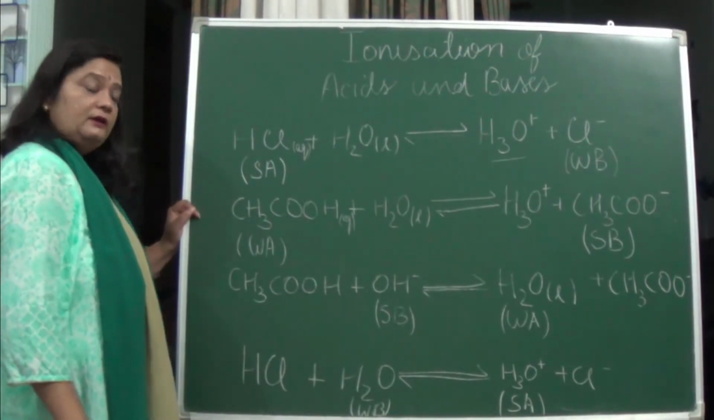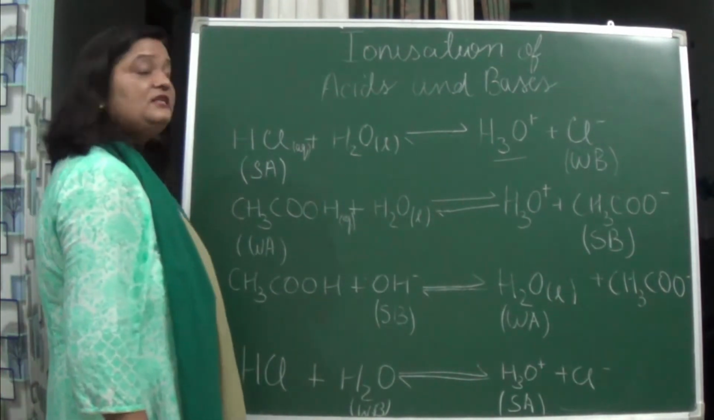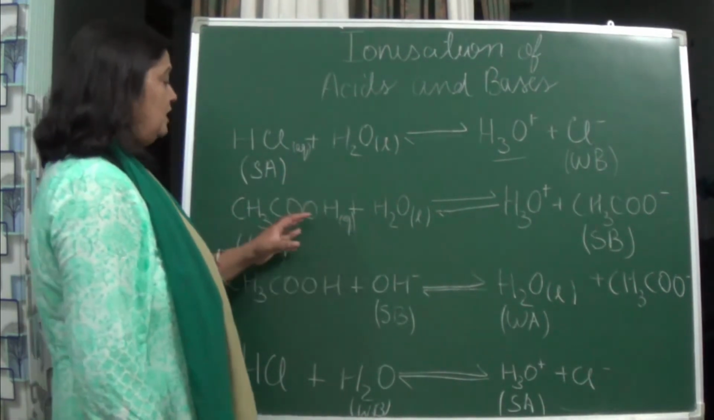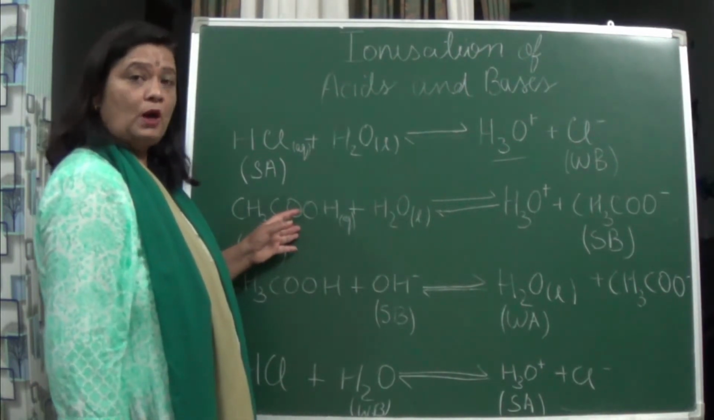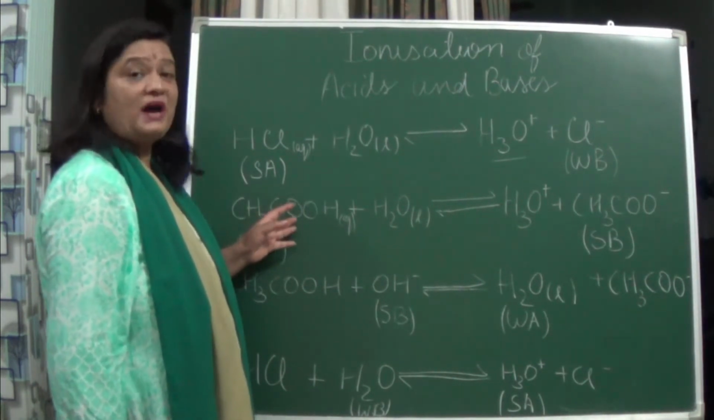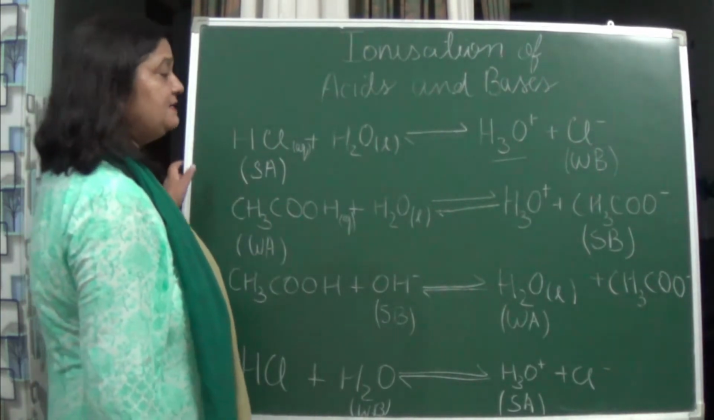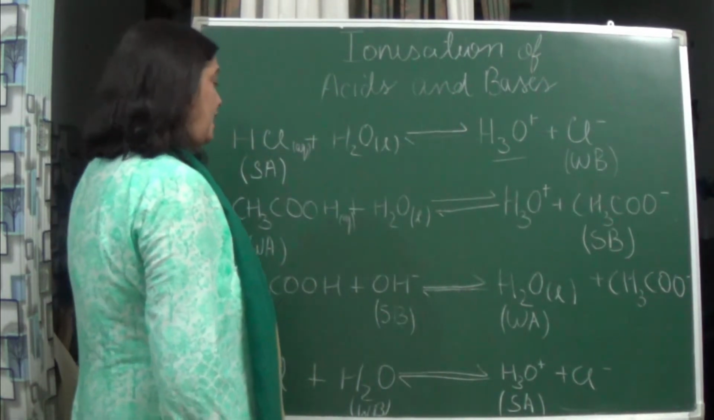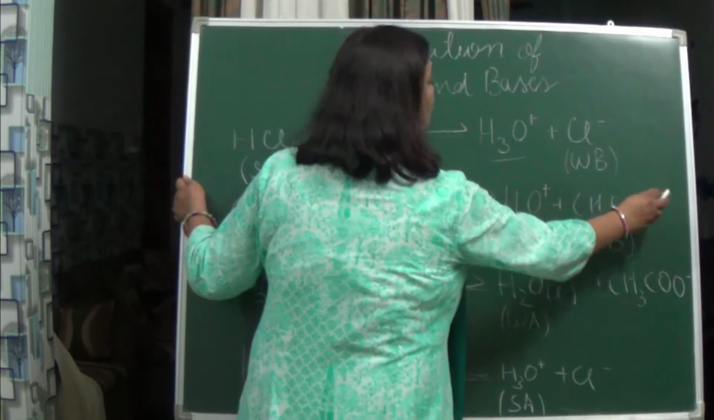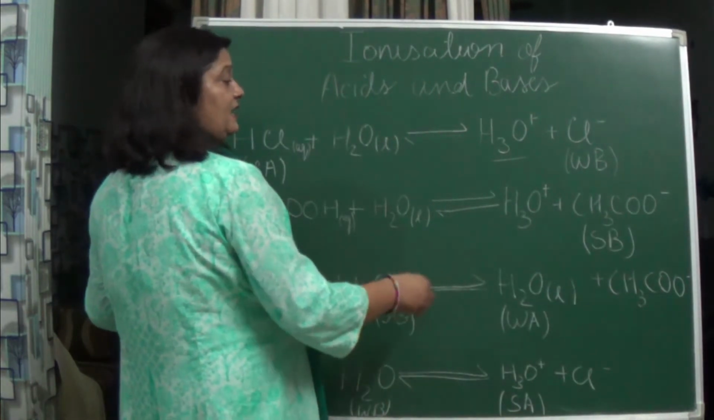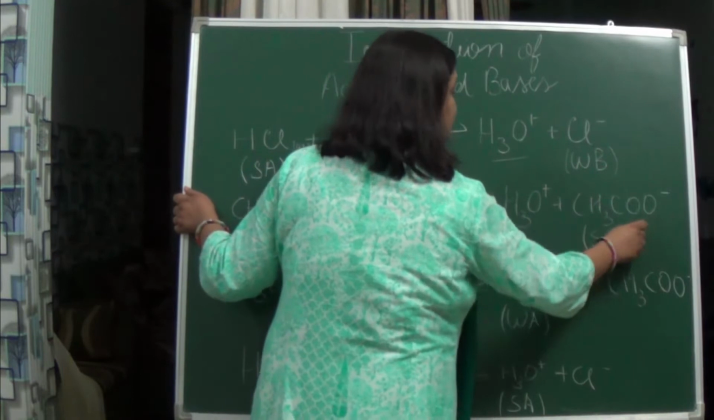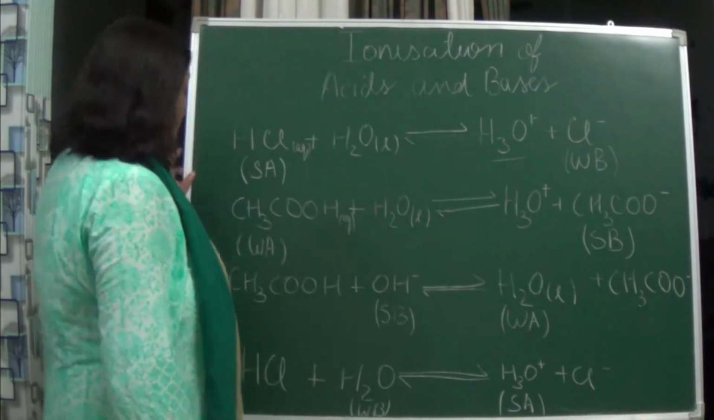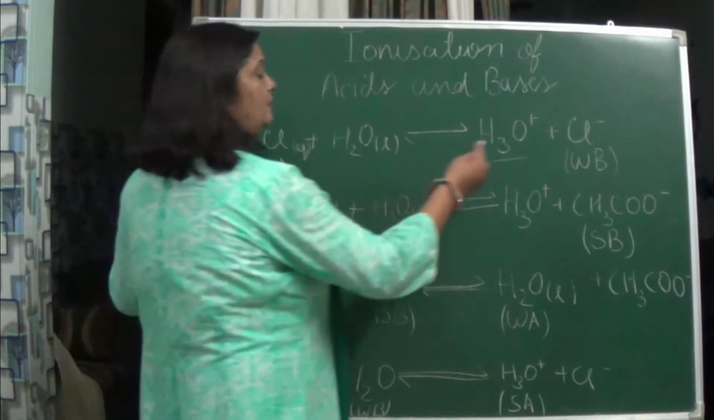Now if we are taking a weak acid like CH3COOH, acetic acid, in the presence of water, naturally it is also ionized, but you all know that it is a weak acid, so it is partially ionized. So H+ ions are released and form H3O+ ions, the hydronium ions, and CH3COO- is released out. This CH3COO-, the acetate ion, is a strong base. So from a weak acid, we are getting a strong base on the product side.